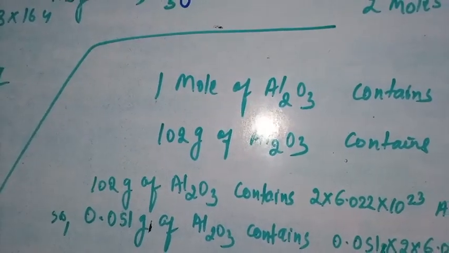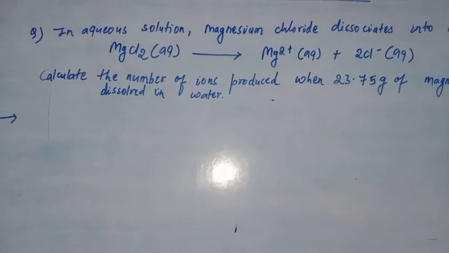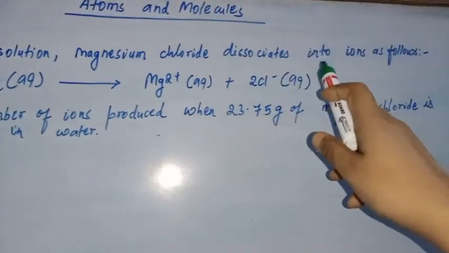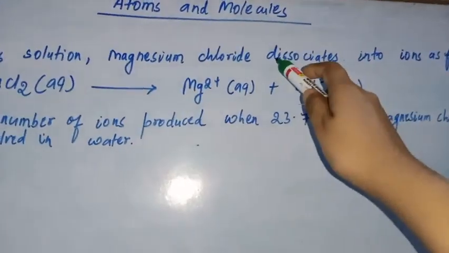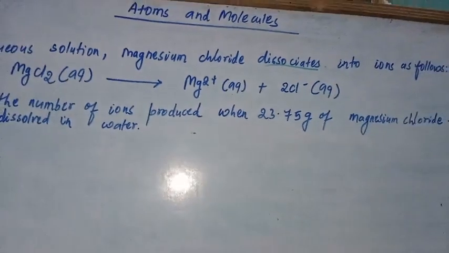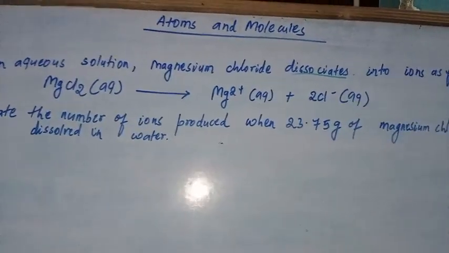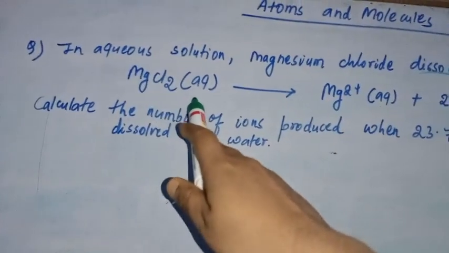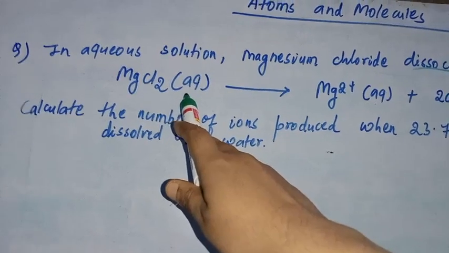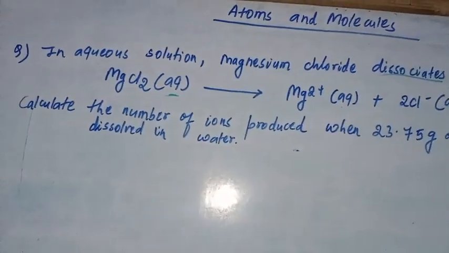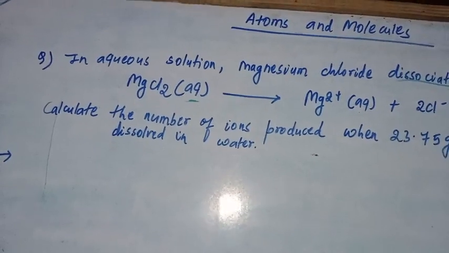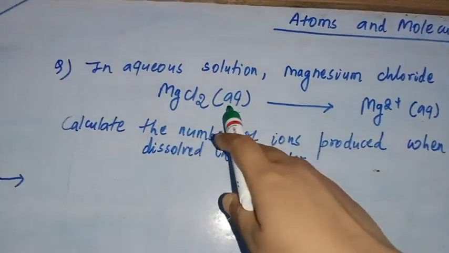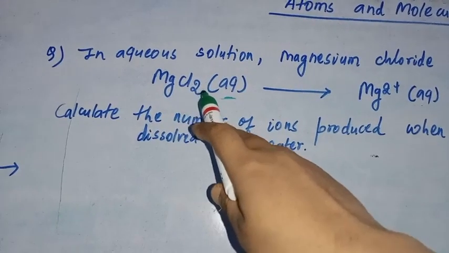Okay. Next question is, in aqueous solution, magnesium chloride dissociates into ions as follows. Here, dissociates means breaks down into ions. So when magnesium chloride, it is written here aq. aq represents aqueous. Aqueous means MgCl2 is dissolved in water. So MgCl2 aqueous means it is in the form of a solution in water.